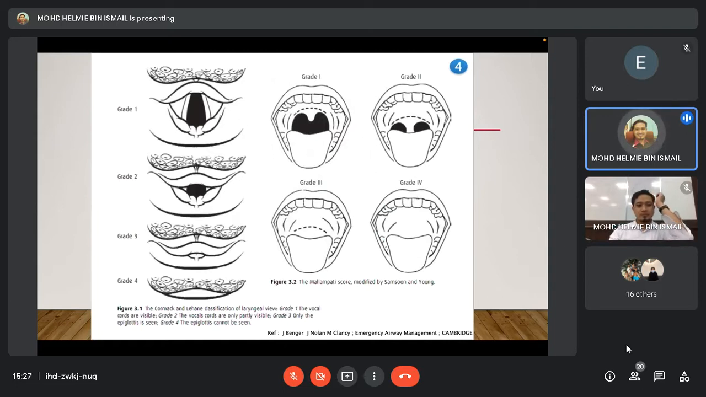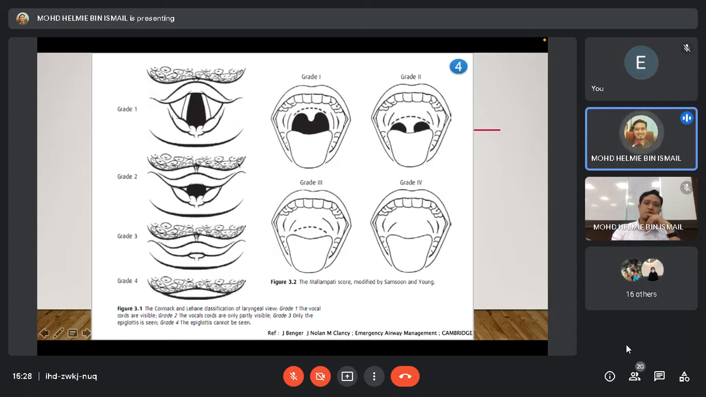So this is the Cormack-Lehane classification. When you intubate, grade 1 is when you can see the whole true vocal cord. Grade 2, you can see part of the vocal cord, and you can see the epiglottis here. Grade 3 is where you cannot see any vocal cord, but you can see the epiglottis. For grade 4, you cannot see the epiglottis.